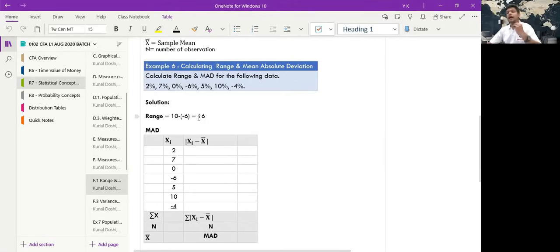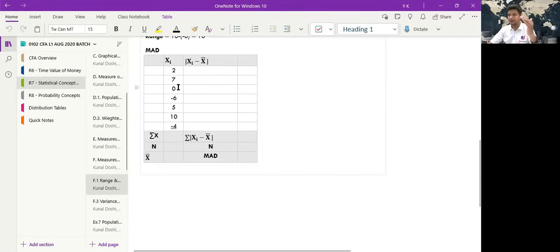But yes. How to calculate mean absolute deviation? That is very important. Now for that, I first need to calculate the mean. If you remember mean, population and sample. Simple arithmetic mean, what are you going to do? You are going to do the total of all, divide that by the number of observations. How many numbers do I have here? 1, 2, 3, 4, 5, 6, 7. 7 numbers I have. So what you are going to do right now in your calculator, everyone with me, just press 2 plus 7 plus 0 minus 6, 5, 10 and -4. And let me know the total. What is the total?